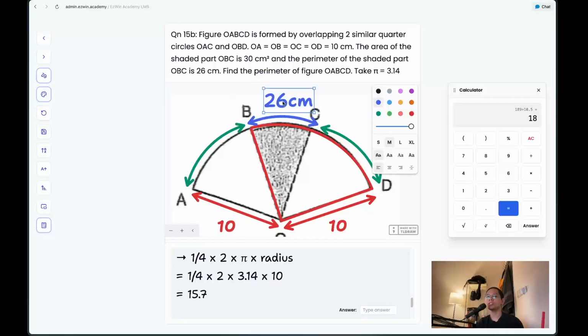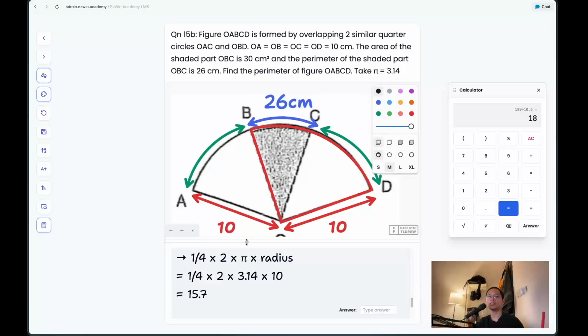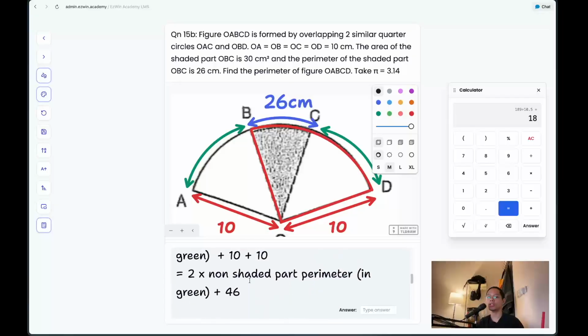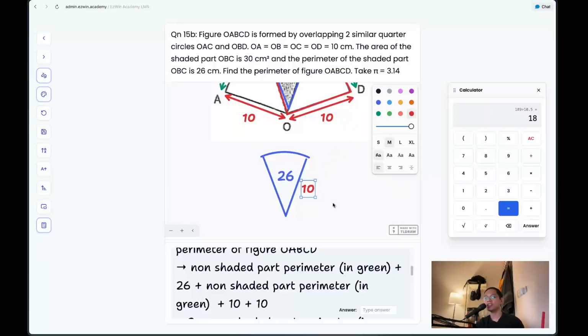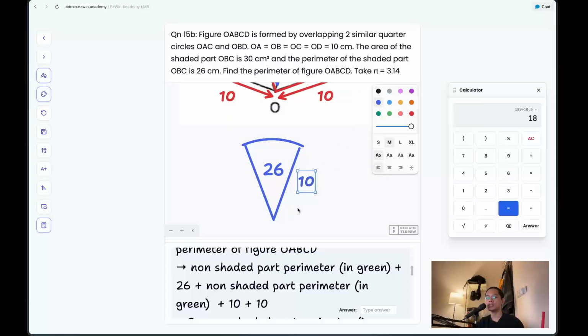Oh, sorry. This is not 26. The 26 is basically, I was thinking 15.7 minus 26, that's a wrong thing. So actually, this 26 is this whole thing over here, right? This purple thing over here is 26. So that means it looks like a pizza. 26, and we have 10 on each side. That's what we see over here.